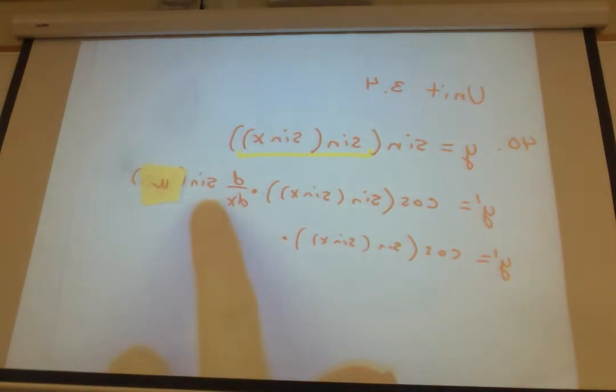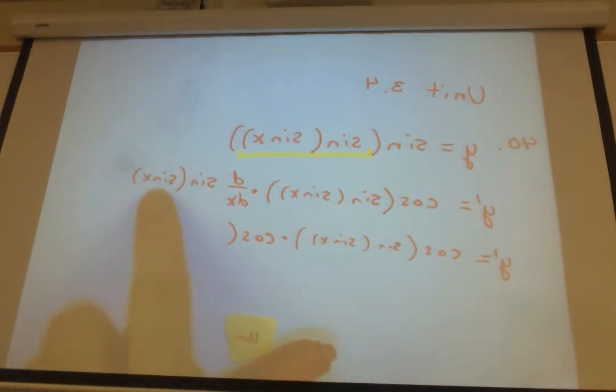Again, derivative of sine, cosine. Leave that inner function alone. Times the derivative of this inner function. Well, that's pretty easy now. Derivative of sine x is cosine x. Okay, so that is my problem.